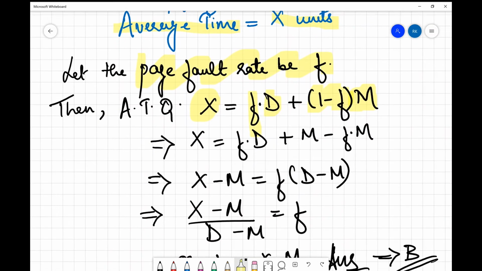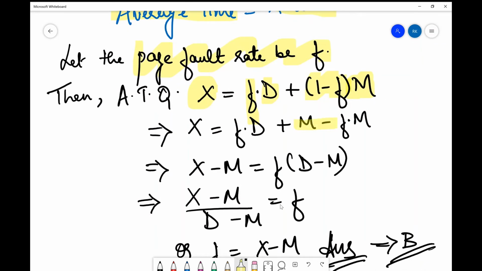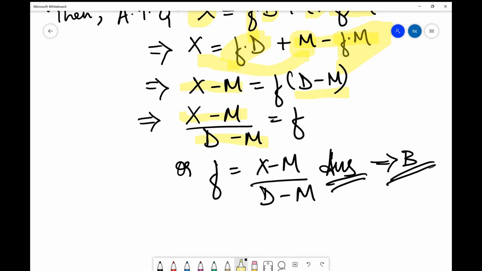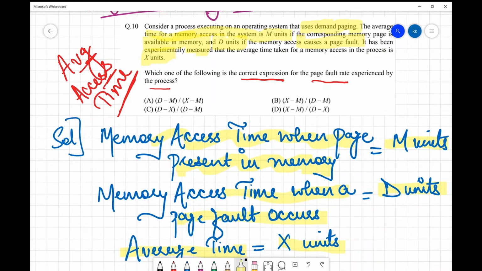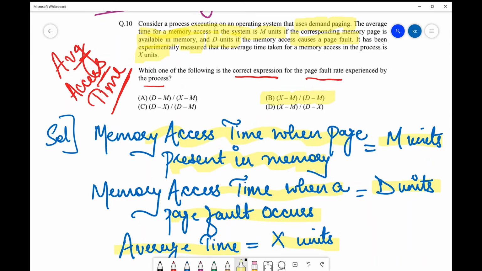Then you simplify the expression. This comes out to be M minus F dot M. You take this M to the other side, it becomes X minus M equals F dot D minus M. Basically I take F common from here and here, and then F equals X minus M upon D minus M. This was getting multiplied over here, gets subtracted over here in the denominator. So basically F equals (X minus M) by (D minus M), which is option B in this question. So for us, the answer over here is B.